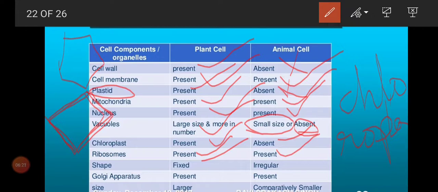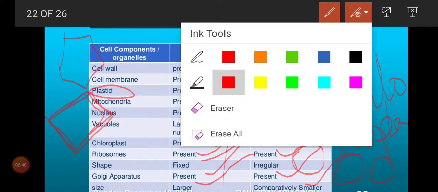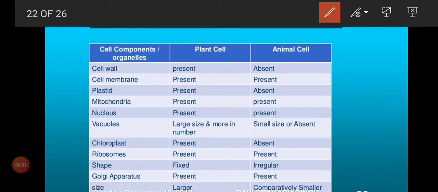But animal cells don't contain a cell wall, so the shape is irregular. The animal cell looks just like this, so it is not a constant or fixed shape. The shape of the animal cell is irregular. And Golgi apparatus is present in plant and animal cell. What is the role of Golgi apparatus? It is used to store food items. And the size, plant cell size is very large and animal cell size is comparatively smaller. Please write and keep all those differences in your notebook and also in your book. Next video I'll send the different types of cells. With that the chapter will be complete.